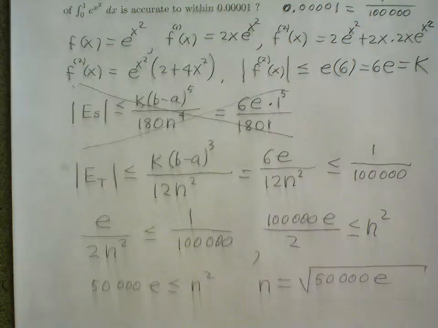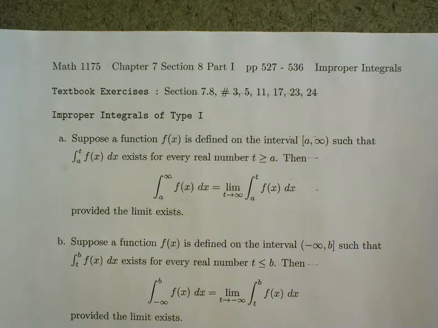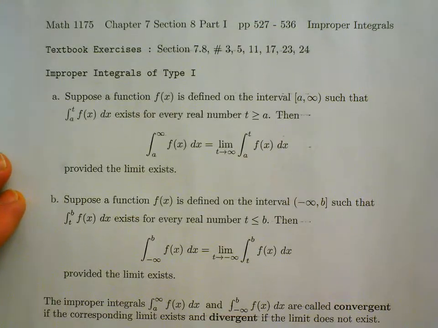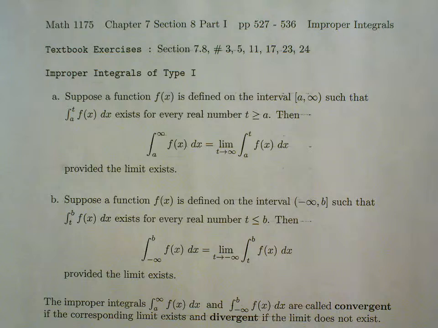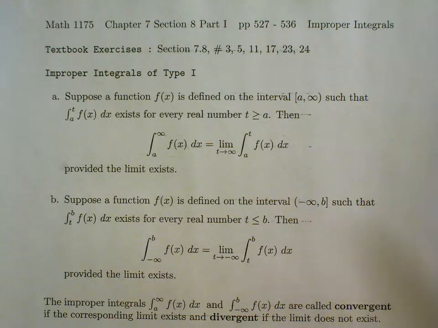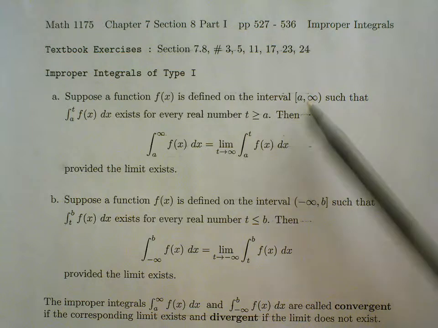On improper integrals. Improper integrals come in different forms, different types. Okay, type 1, improper integrals of type 1. So we have 3 parts, A, B, and C.